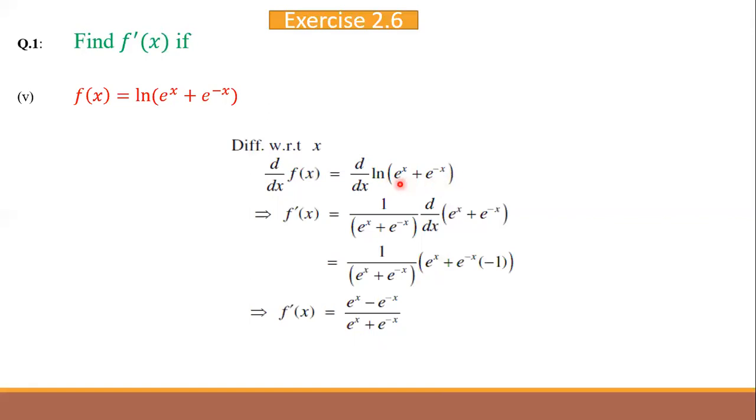Here x is e raised to power x plus e raised to power minus x. Log of x means 1 by x into derivative of x. Derivative of e raised to power x is e raised to power x into 1, plus derivative of e raised to power minus x is e raised to power minus x into minus 1, and this one is minus 1. We will get e raised to power x minus e raised to power minus x divided by e raised to power x plus e raised to power minus x, and which is our final answer.